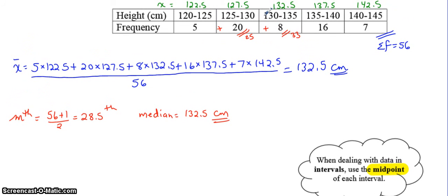And lastly, the mode. Which value occurs most often has the highest frequency. It is 127.5.